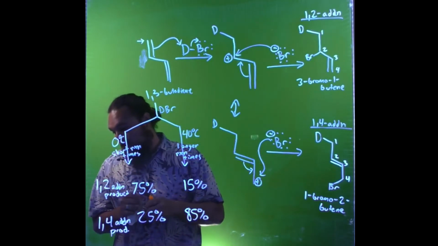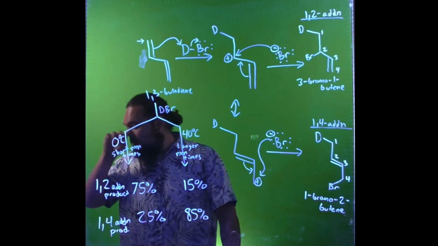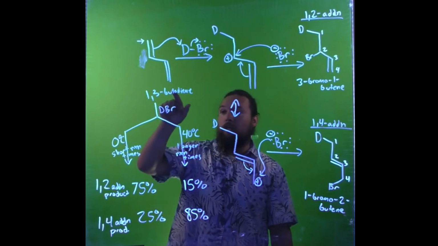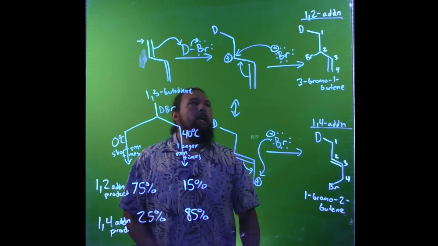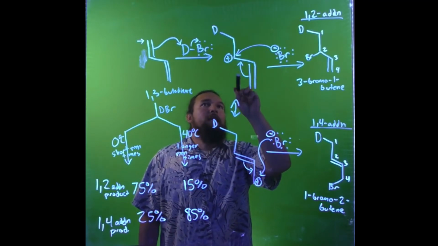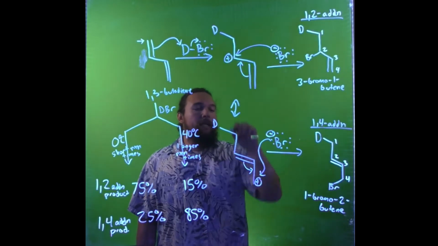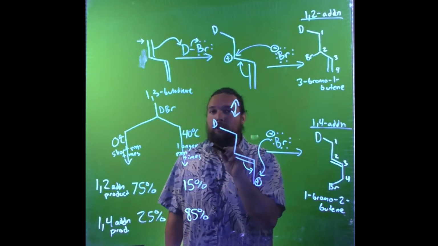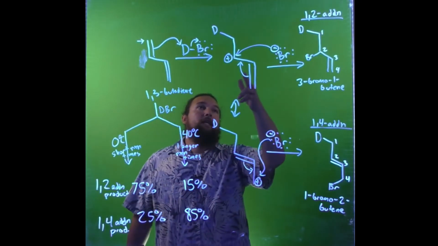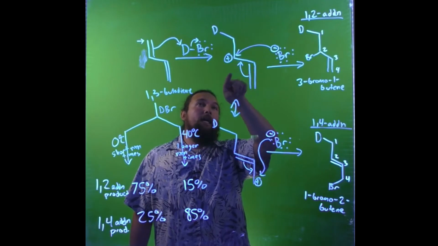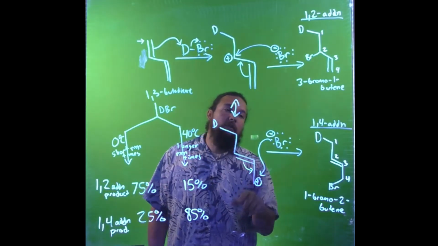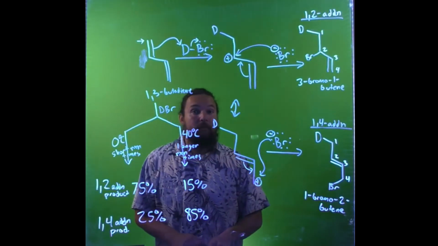Now, based on this, can anyone tell me why this would be the major product at low temperatures? Any thoughts? You in the back. Okay, so what they said was the 1,2 addition product is a more stable intermediate than the 1,4 addition product, and that's a very good thought. We see higher percentage of the 1,2 addition product because this carbocation intermediate is a little bit more stable when we have a secondary carbocation versus a primary carbocation. And that was an excellent observation.